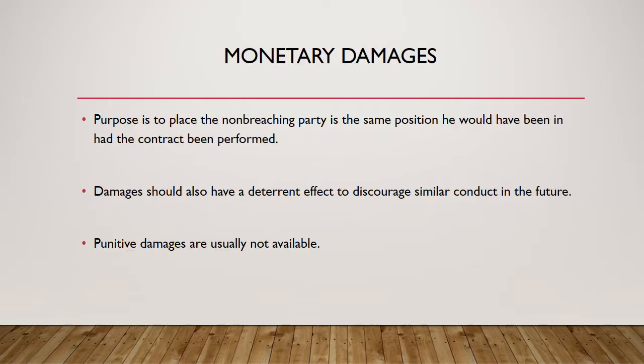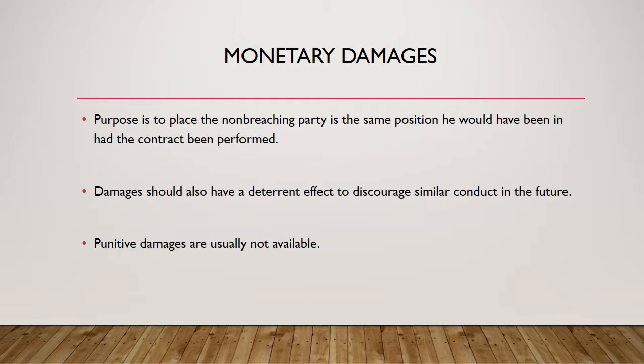So the purpose of monetary damages is to place the non-breaching party in the same position that he would have been in if the contract had been performed. So in our example, it's very easy to put the painter in the position that he would have been in if the contract had been performed. If the contract had been performed, he would have gotten $4,000. But is that what he really gets now? The answer would be no, because the purpose is to put the non-breaching party in the same position that he would have been in had the contract been performed.